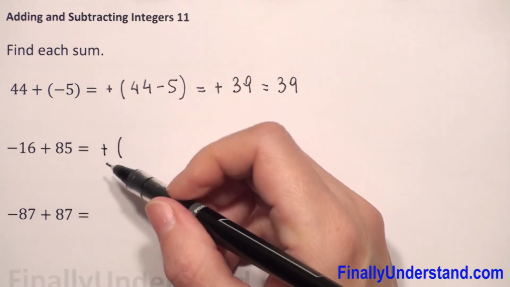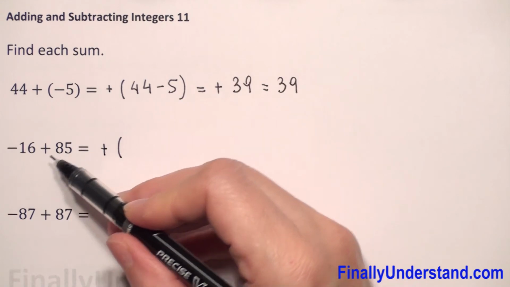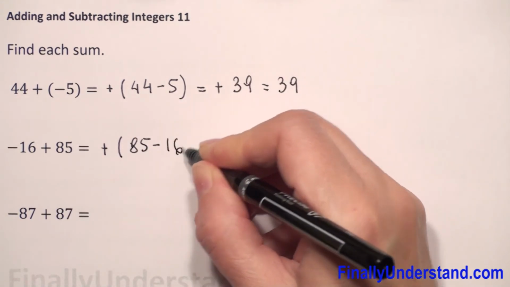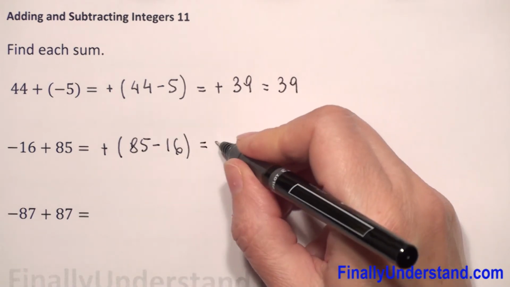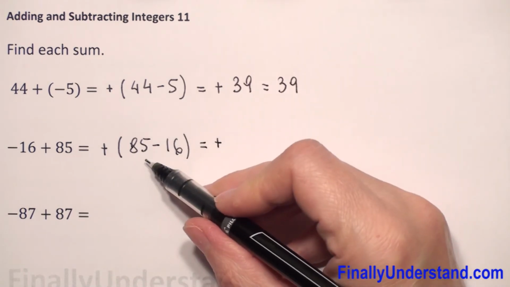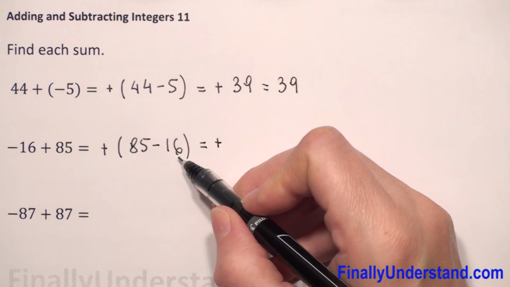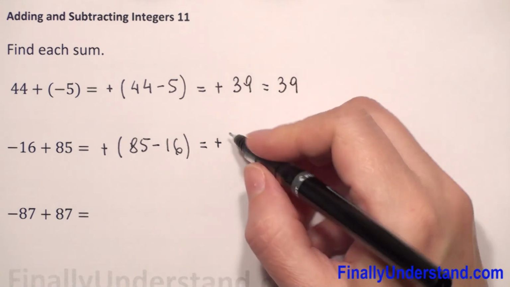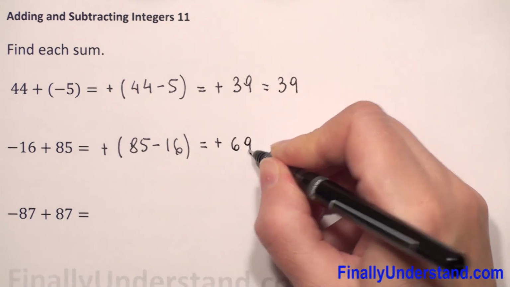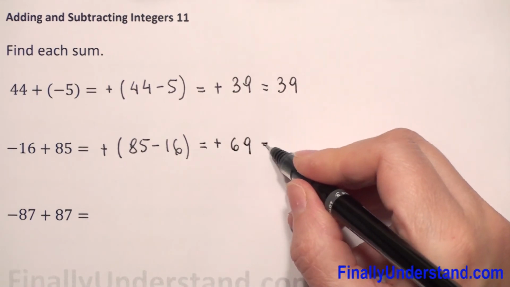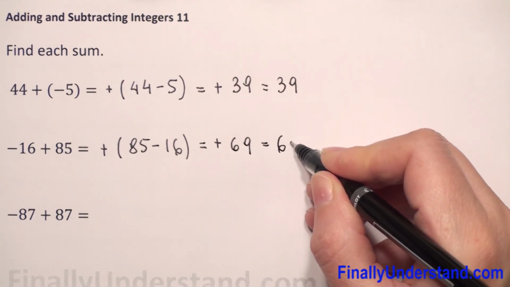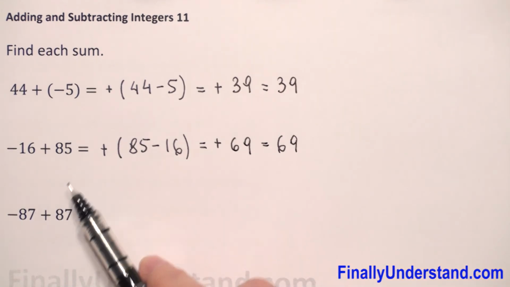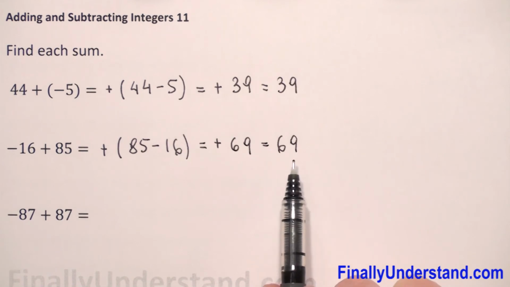And in parentheses, we just subtract the smaller number from the greater number. So we have 85 minus 16. This is equal to, positive sign we rewrite, and we have 85 minus 16. So this is equal to 69. The positive sign we don't have to write, so the answer is 69. Negative 16 plus 85 is 69.